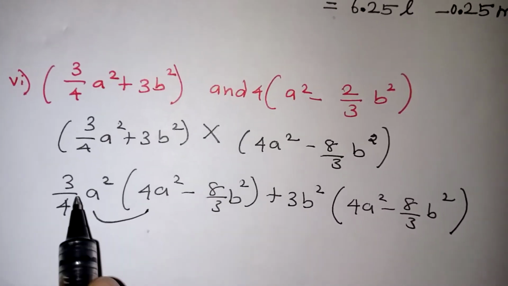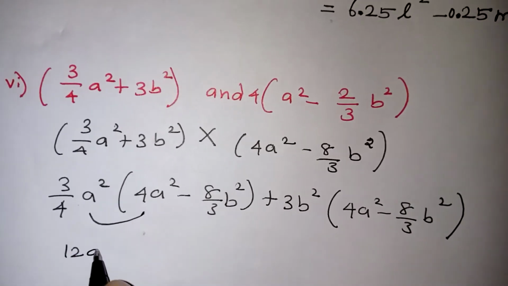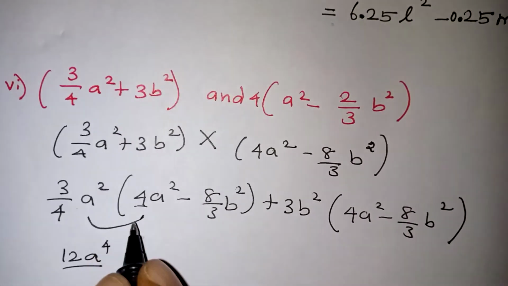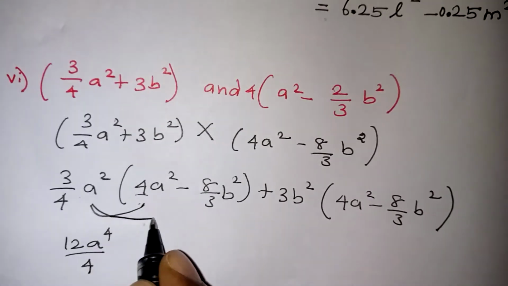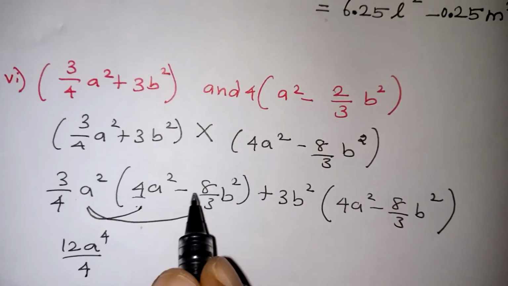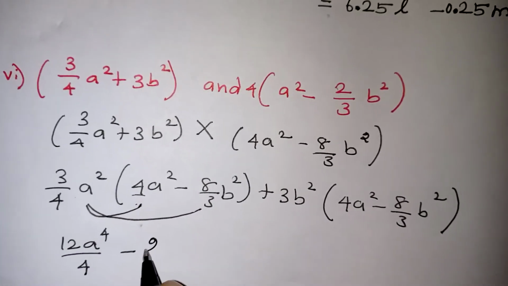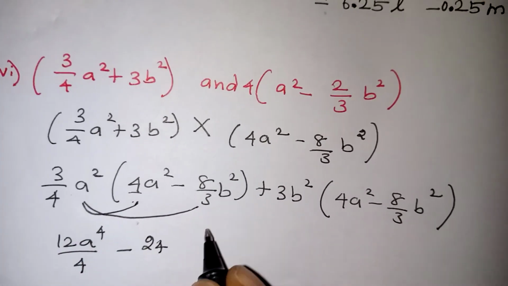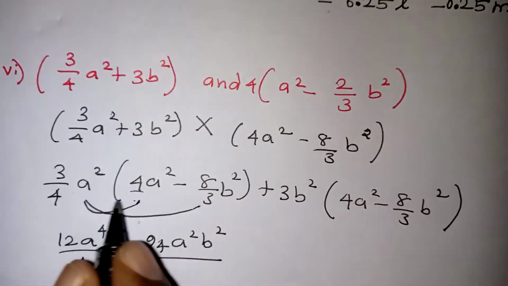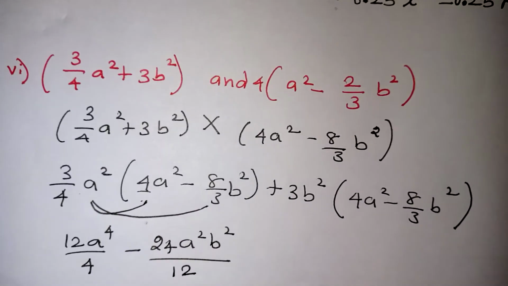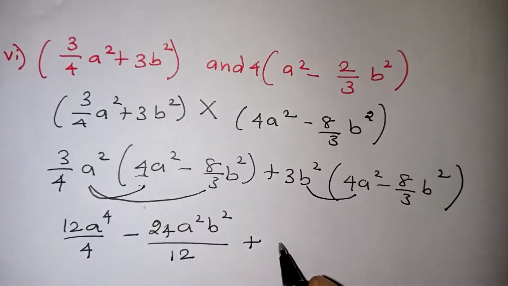3/4 into 4, actually 3 4s are 12. a squared into a squared, a power 4. Denominator nothing is there now, 1. So 1 4s are 4, like this you should write. Second one, when you are multiplying this, numerator should be multiplied, denominator should be multiplied. 8 3s are 24. Here we have a squared, here we have b squared. So you should write a squared b squared by 4 3s are 12. That is your answer. Plus here first these two, 3 4s are 12.